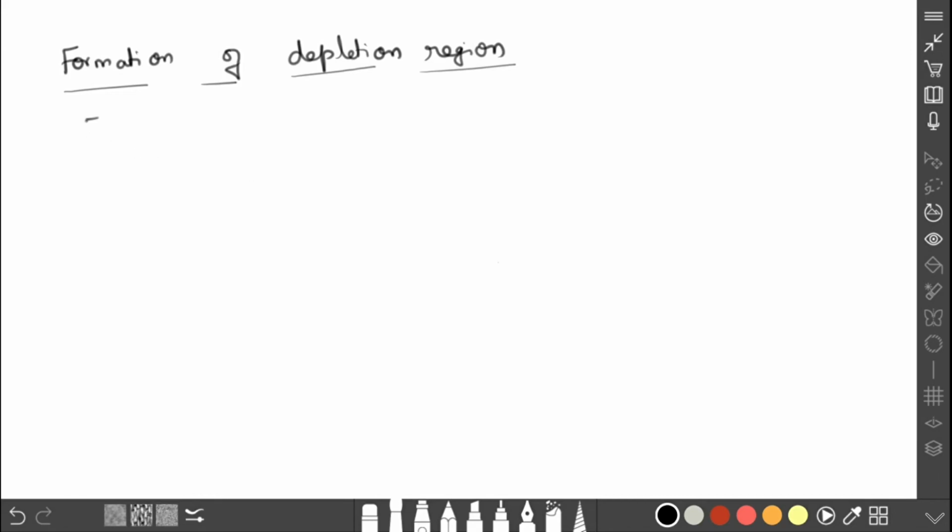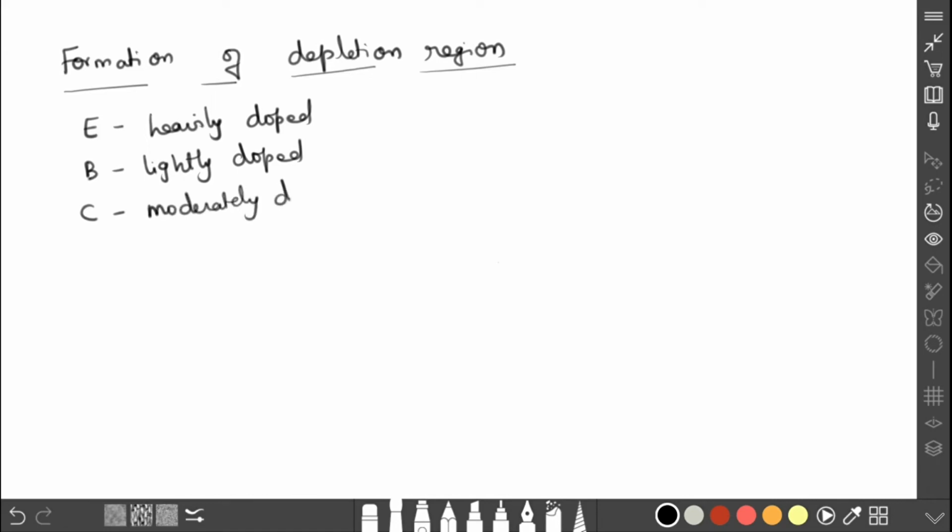Already we have discussed that the emitter is heavily doped, the base is lightly doped, and the third one, the collector, is moderately doped. So as these three regions are doped at different levels, the depletion regions will have different widths. The size of the depletion region formation will be different. That part only we are going to discuss.